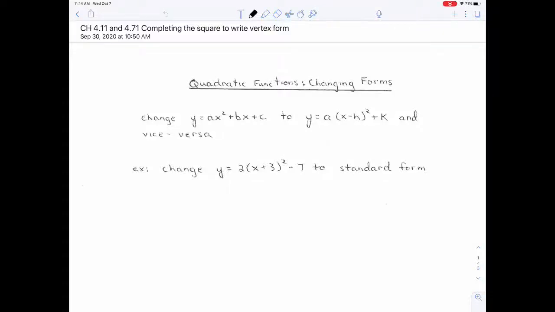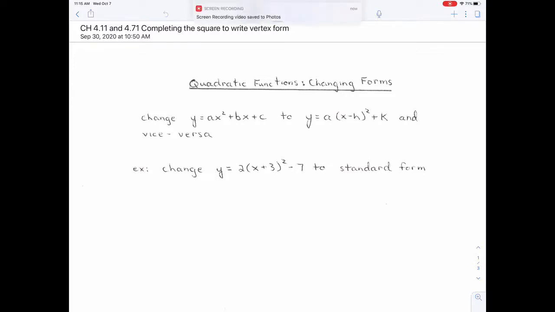Hello mathletes, you've got to stick with me on this one. If at any point you don't get something, you just have to stop, because then the next thing isn't going to make any sense. Remember back when I graphed quadratic functions a couple of videos ago, I said you can have two different forms for the same function.